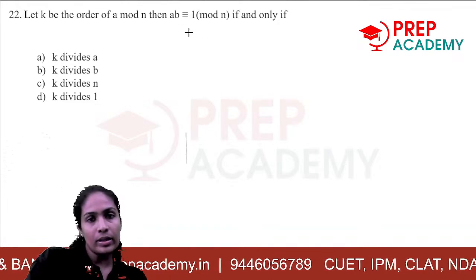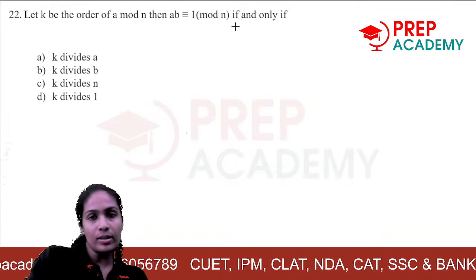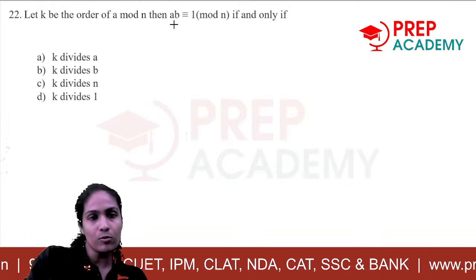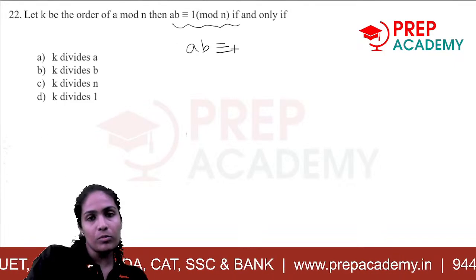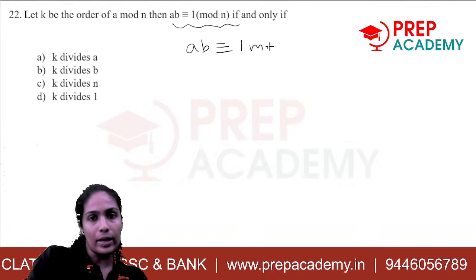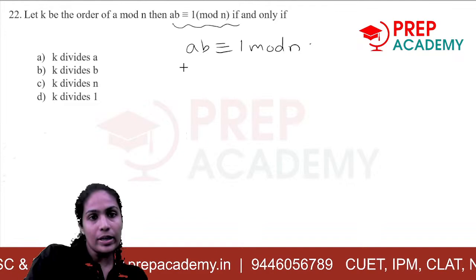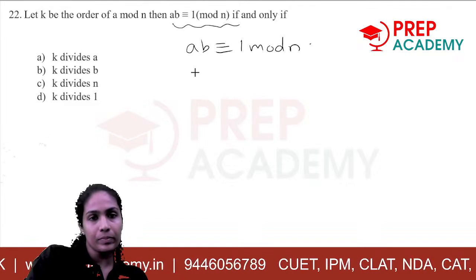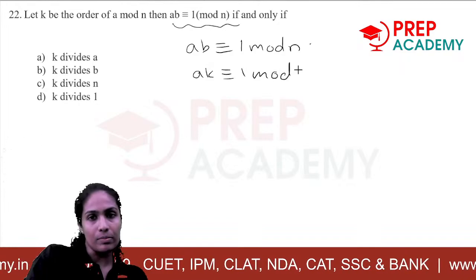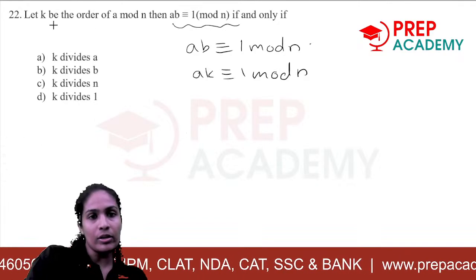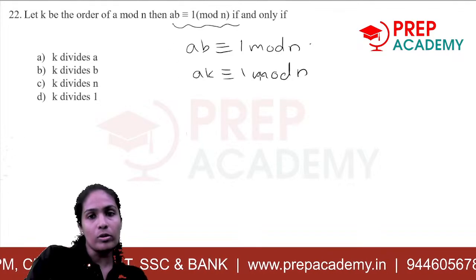It is given that ab is congruent to 1 mod n. Now we need to find the necessary and sufficient condition to satisfy this assumption. So we are assuming that ab is congruent to 1 mod n. Also we can assume that a^k is congruent to 1 mod n. These are the assumptions. It is already given that k is the order of a mod n. So a^k is congruent to 1 mod n.